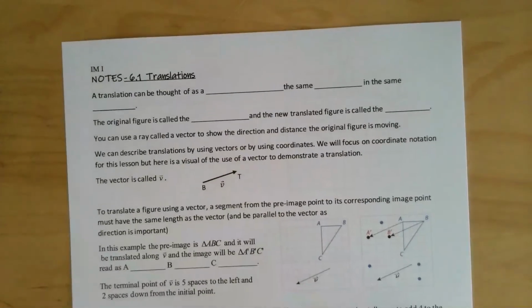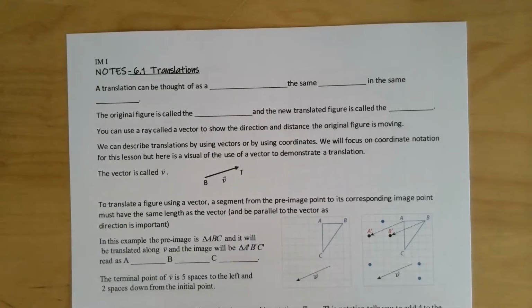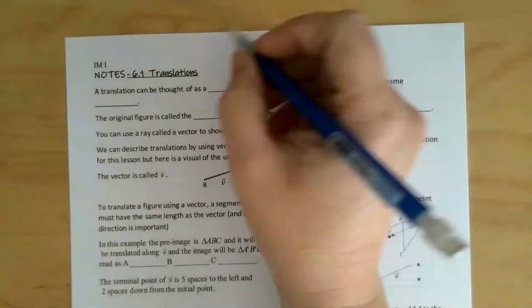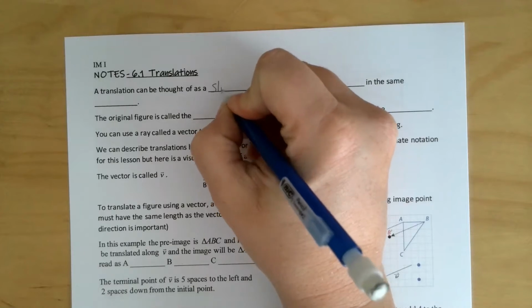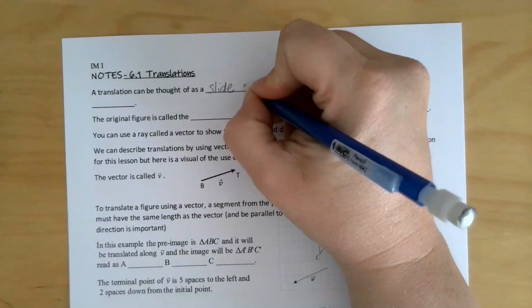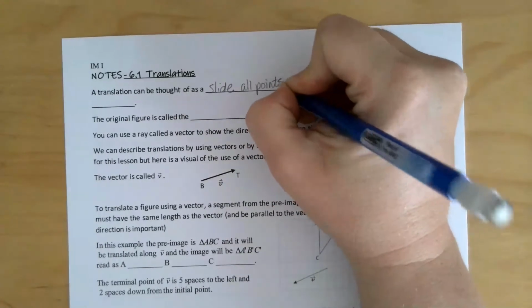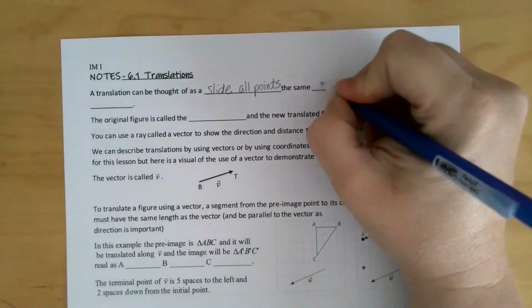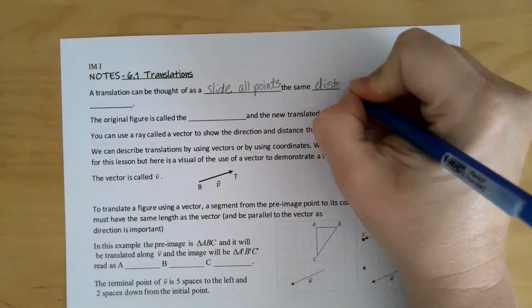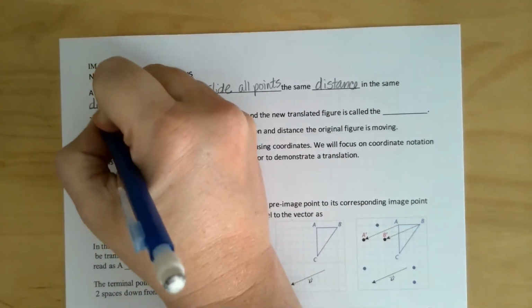All right, so 6.1 translations. You learned a little bit yesterday about the different types of transformations. Translations is actually the easiest one to deal with, and it can be thought of as a slide. When you slide all points of a figure the same distance in the same direction.